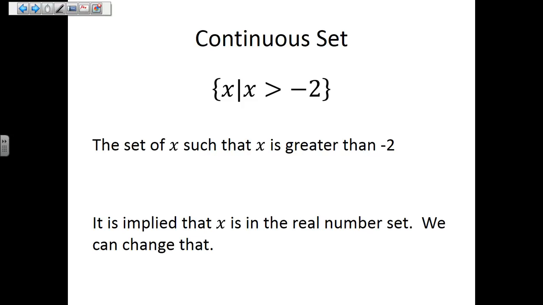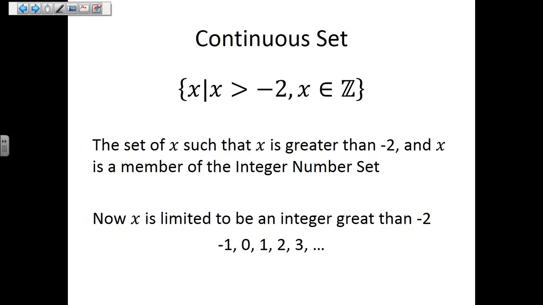We can change that if we want to. So here we have the exact same set builder notation, the set of X such that X is greater than -2, but we've put a limit on what X is. X isn't just a member of the real number set. X here is limited to being an element or a member of the integer number set. That weird looking Z thing with the double bar is our symbol for the integer numbers. Now with X limited like this, we're really limited to just the integers, -1, 0, 1, 2, 3. Not -2 itself, because it says X is greater than.